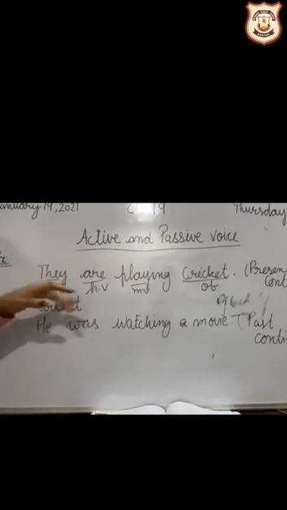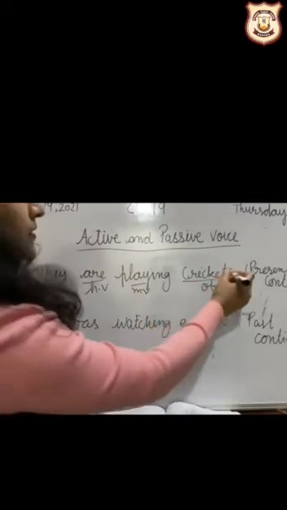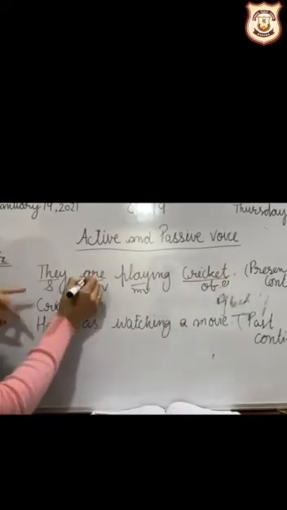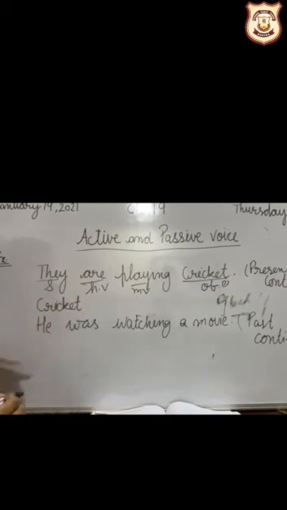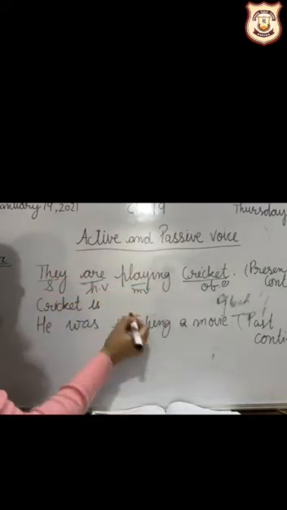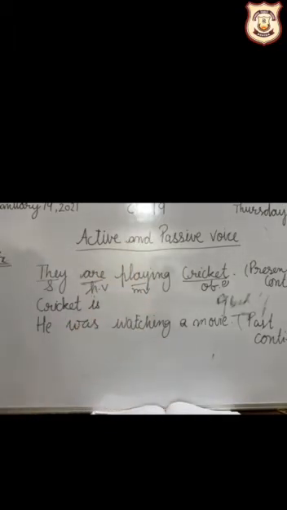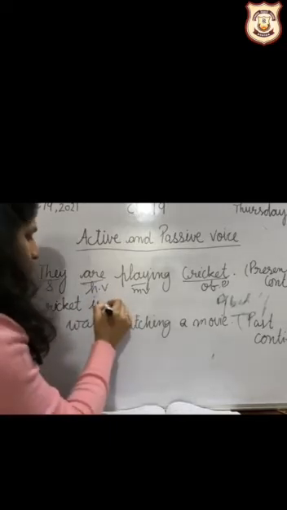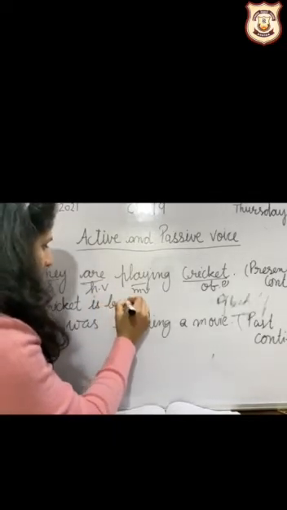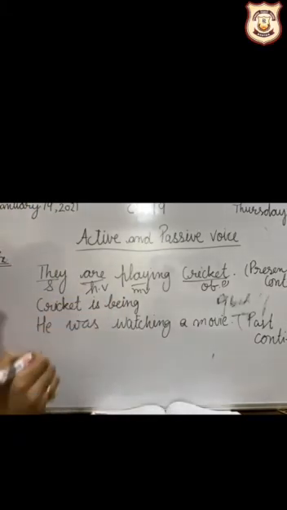Cricket. Now we need a helping verb. Cricket is in plural. Though we used are here in active voice, when we change it, we are going to use the helping verb according to our object. We have now changed the subject to cricket, is. Beta, when we convert continuous tense into passive voice, we need to use being, B-E-I-N-G. Cricket is being played.